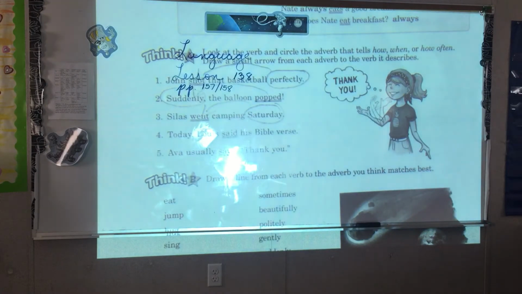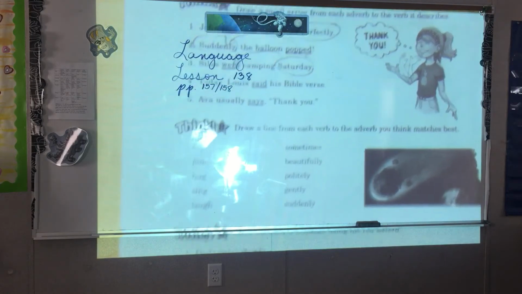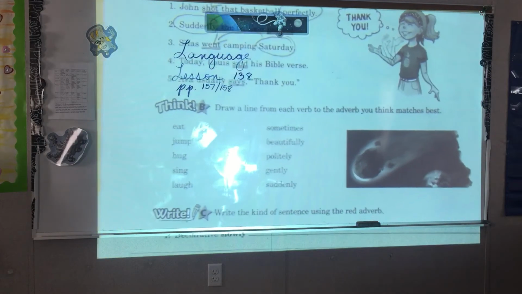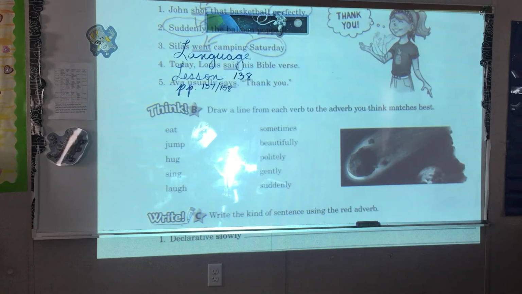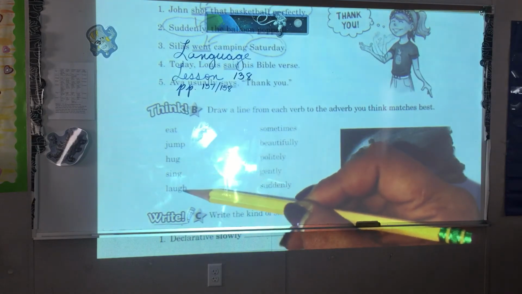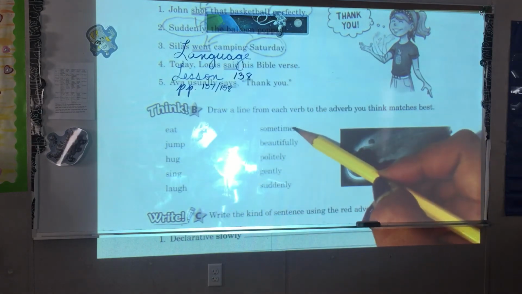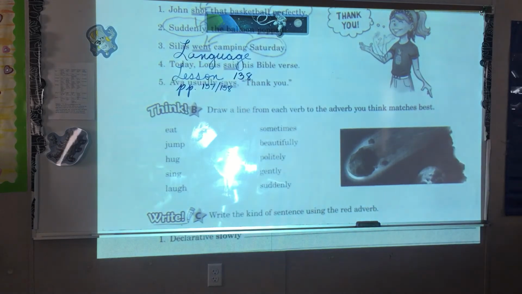Last two for you. Part B. Draw a line from each verb to the adverb you think matches best. Eat, jump, hug, sing, laugh. Sometimes, beautifully, politely, gently, suddenly.